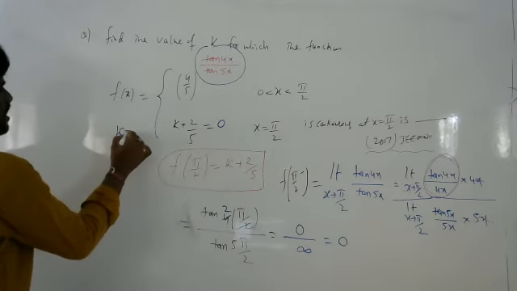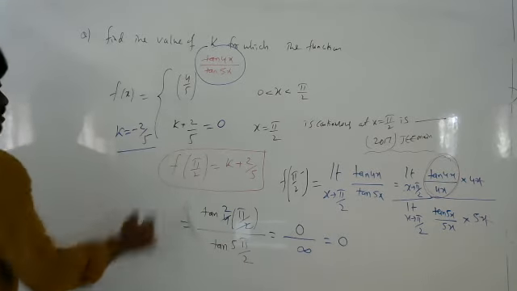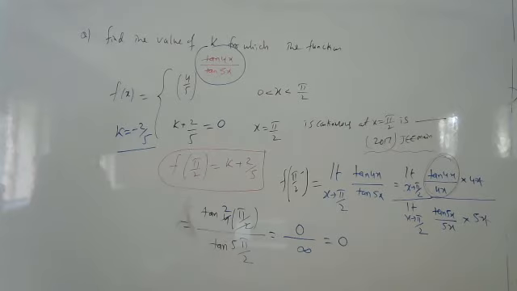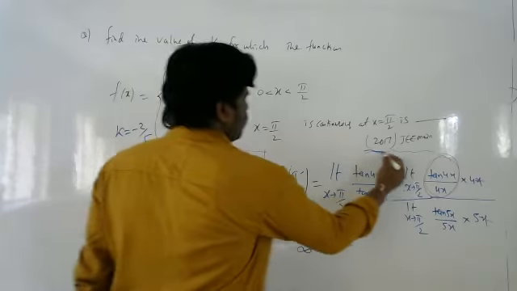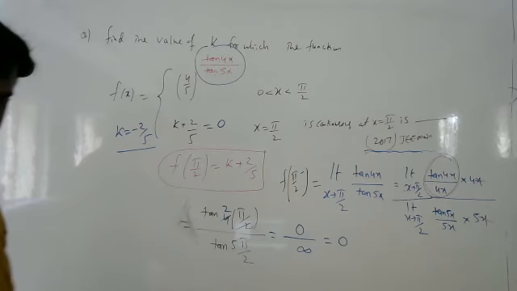What is the value of k here? Minus 2 by 5, that is the answer. So the answer is minus 2 by 5. K value is minus 2 by 5. So this is a JEE Mains 2017 question.